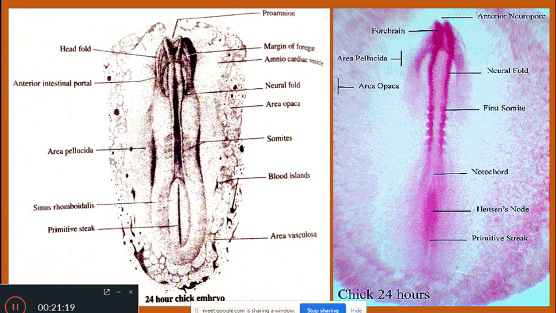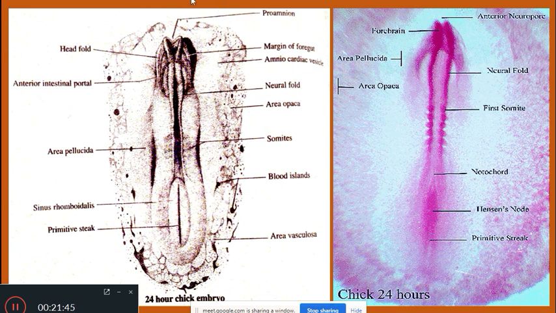So these are small clusters of mesoderm cells which are accumulated in the area opaca, and they are called blood islands. So what do they mark? They mark the initial step in the formation of blood vessels and corpuscles. So the formation of blood islands is indicative of the initiation of formation of blood vessels and blood corpuscles.